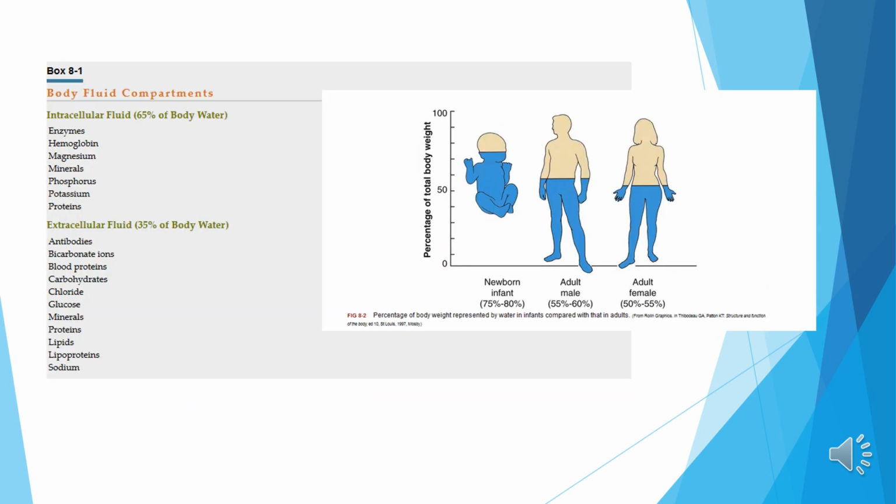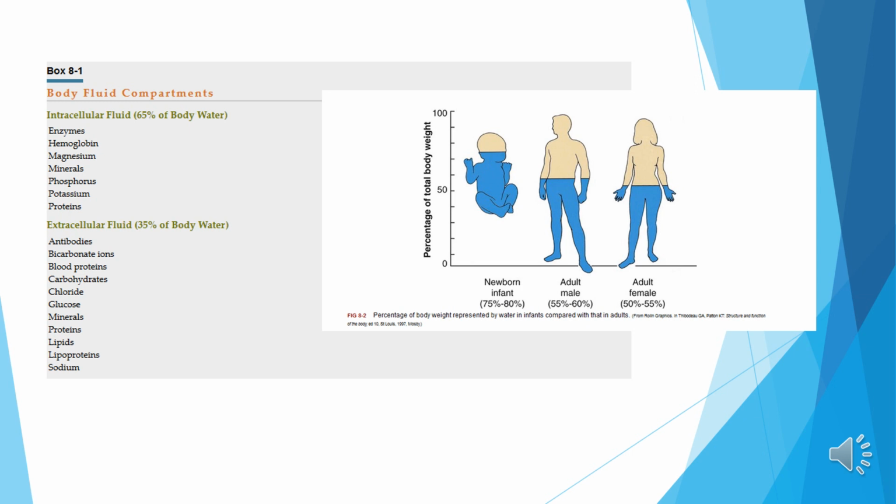Okay, so you can see again, this is another good explanation of how important water is as far as body fluid compartments. If you remember from pathophysiology, or if you haven't taken pathophysiology yet, you'll hear the terms intracellular and extracellular. Intracellular meaning within the cells of the body, which is 65% of our body water. And then extracellular meaning outside the cells, which is 35% of our body water.